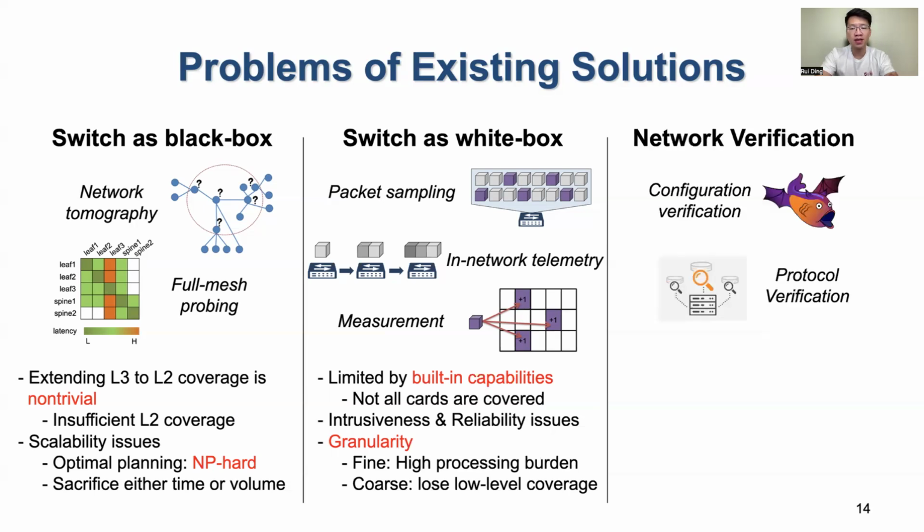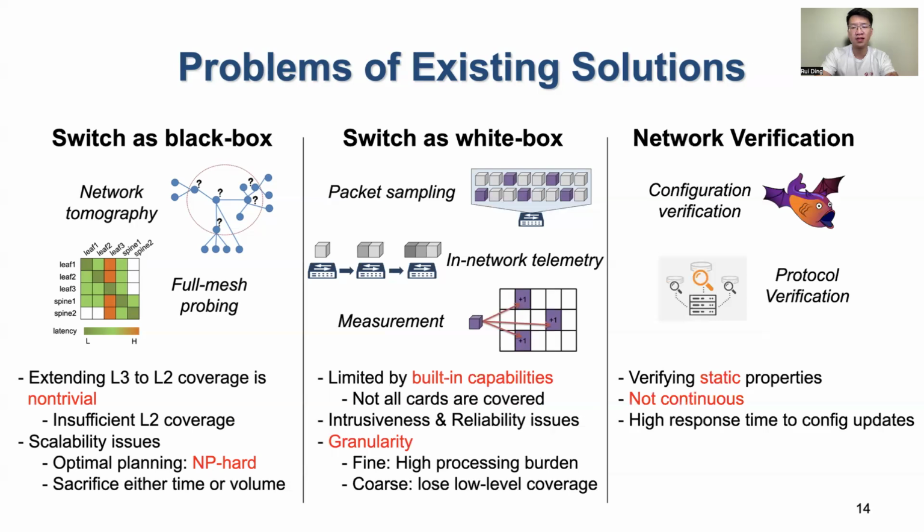The last category is network verification. We already use config verification tools like Batfish in Huawei Cloud. Note that they focus on verifying static properties by analyzing a snapshot of the network. Instead, we aim at continuous monitoring.